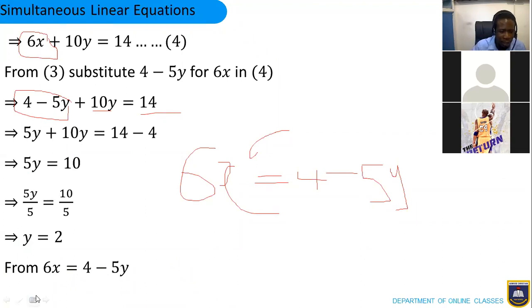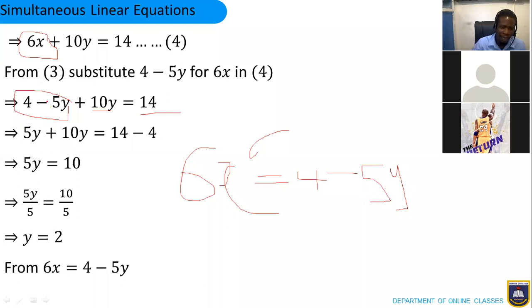Now this is equation 4. I've written equation 3 here. 6x is equal to 4 minus 5y. I hope you can see that. Yes, sir. So now, whenever I see 6x in equation 4, I'll substitute 4 minus 5y. So in equation 4, I have 6x here, and I'll put 4 minus 5y instead of the 6x. I hope you're okay. Yes, sir. So that is why we are having 4 minus 5y plus 10y is equal to 14. Okay, let's proceed.